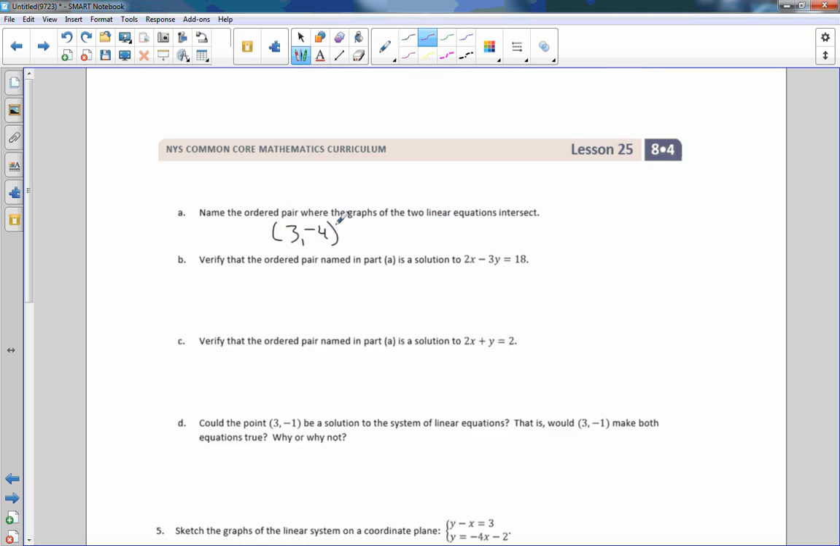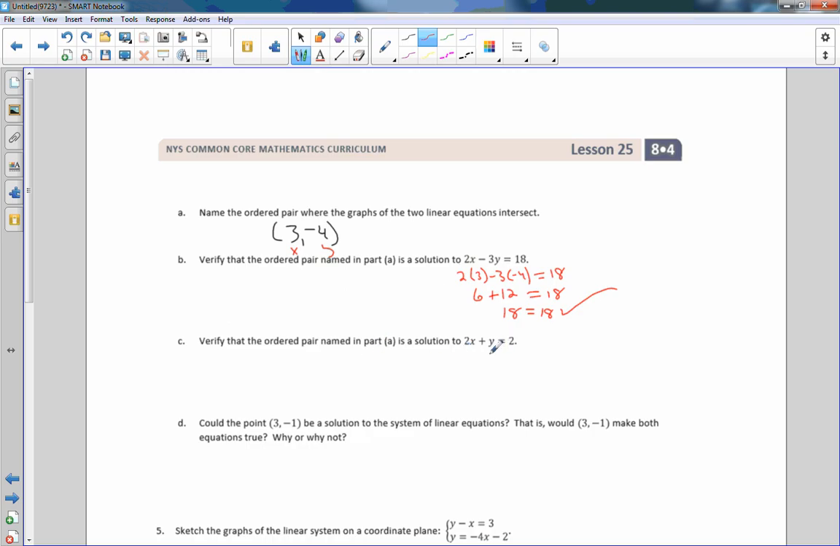Okay, I'm going to go a little quicker now because we've done this many times. This is my x, this is my y, and they now want us to verify this point makes these two equations true. 2 times my x minus 3 times my y should equal 18. 6, negative times negative is positive. 4 times 3 is 12. 6 plus 12 is 18. 18 equals 18. That verifies they are true.